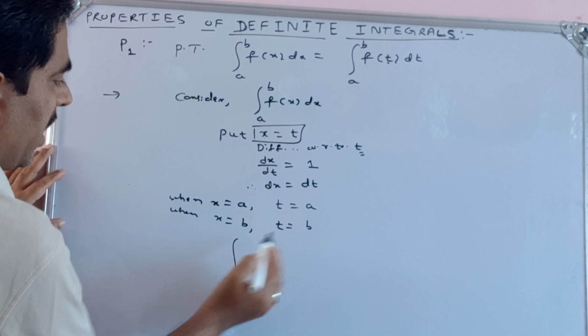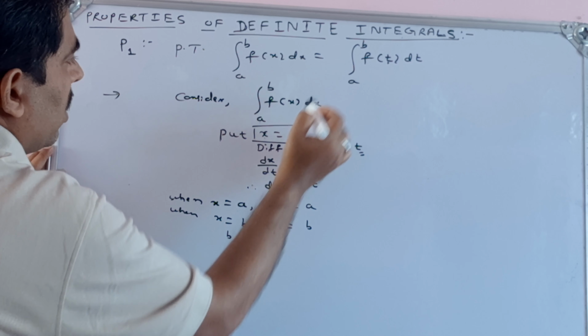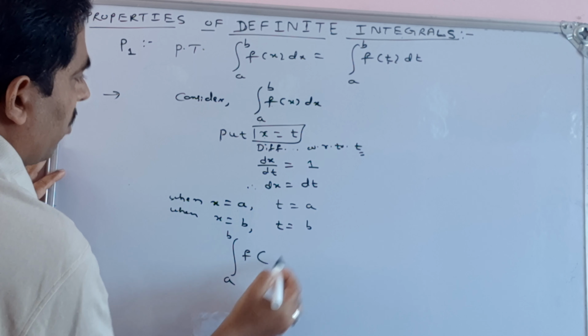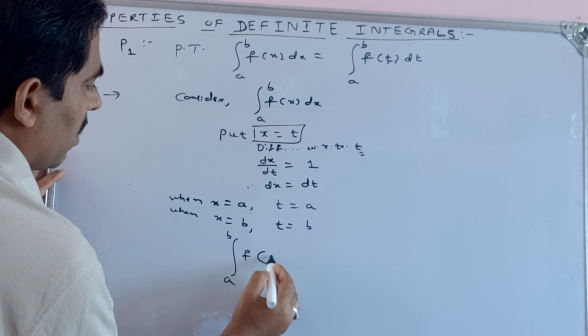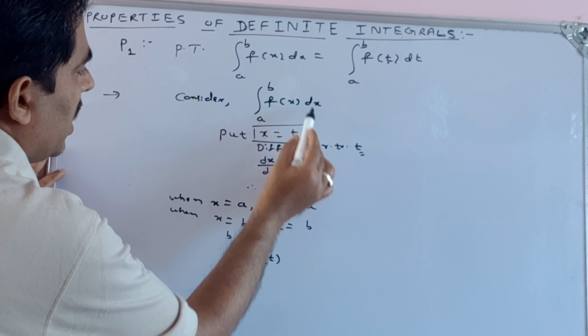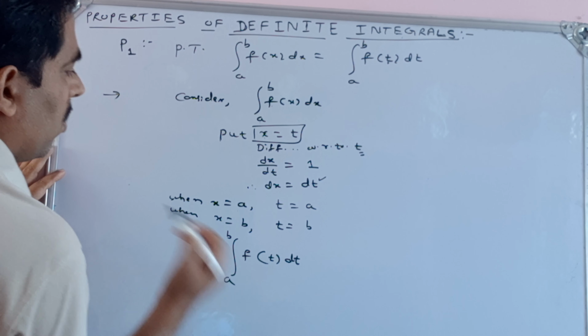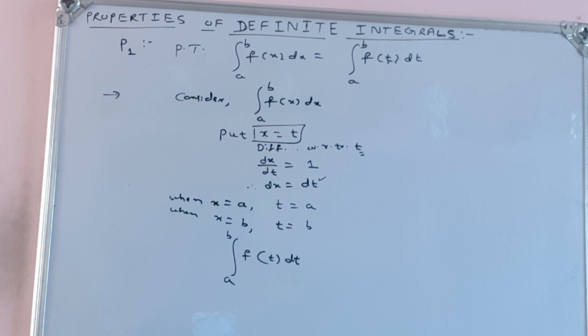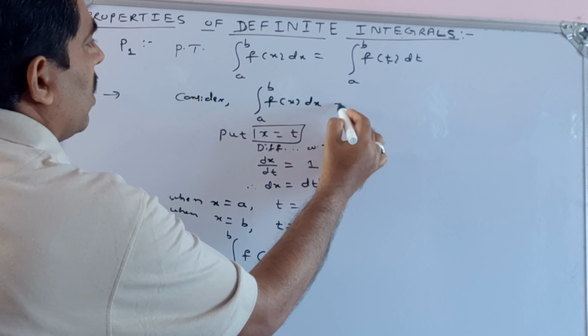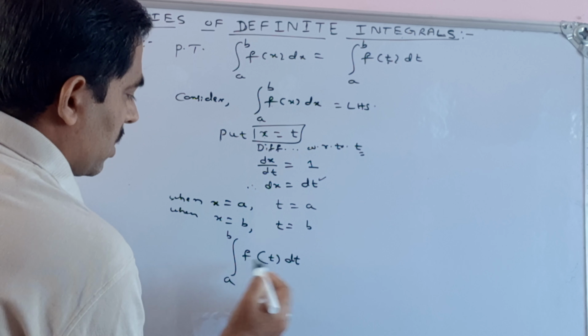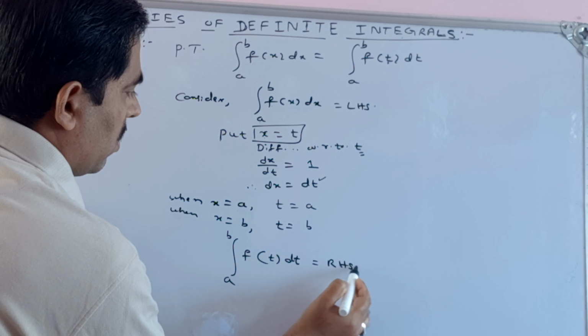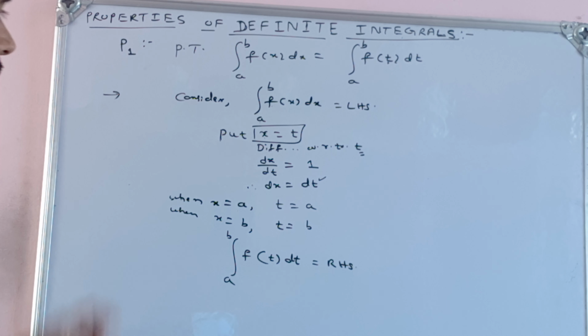Then when x is equal to b, t is equal to what? See b. Then f of x means what? f of t. Then dx means what? dt. Okay. So I have considered the LHS, and I got the RHS.